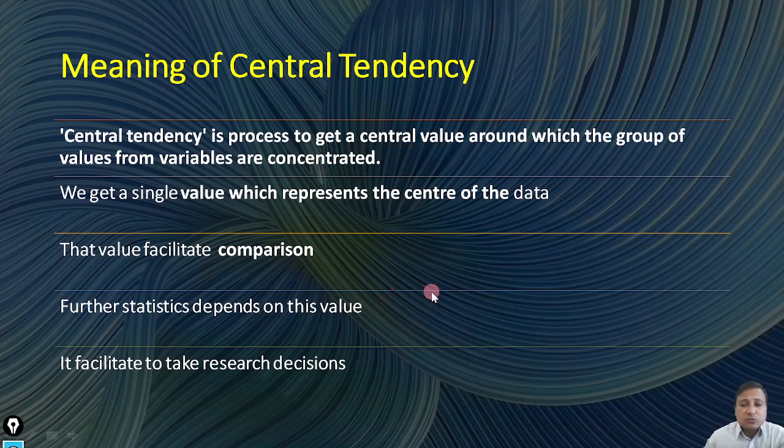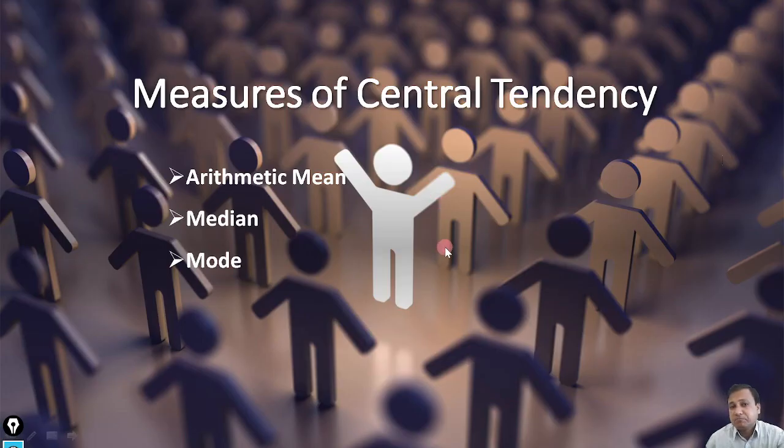Now let me take you to the measures of central tendency. There are different measures of central tendency. Arithmetic mean is there, median is there, mode is there, harmonic mean, geometric mean, and a few more are also there. But at a very preliminary stage, we'll only focus on these three measures of central tendency. Now let me take the first measure, arithmetic mean, and explain its meaning first.